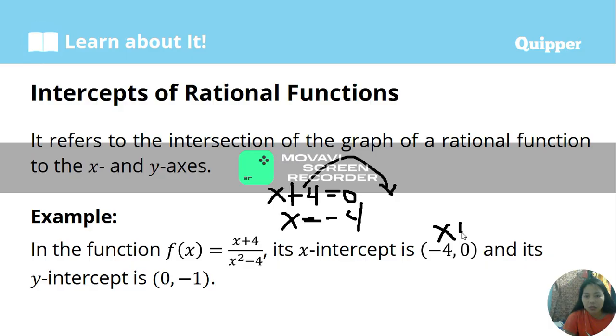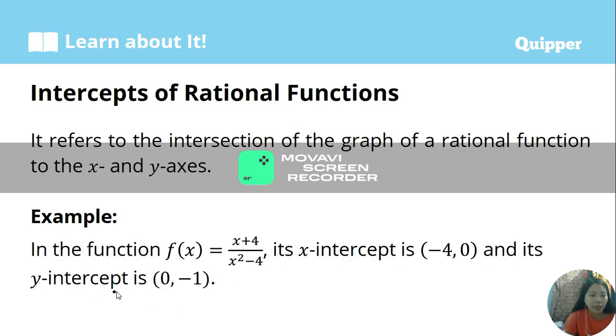This is x and this is y. If we say intercept, meaning the partner is 0. For example, for the x-intercept, our x is negative 4 and then the y must be 0. And for the y-intercept, if we look for the y-intercept, the x should become 0, so x is equal to 0 to find y or f of x.